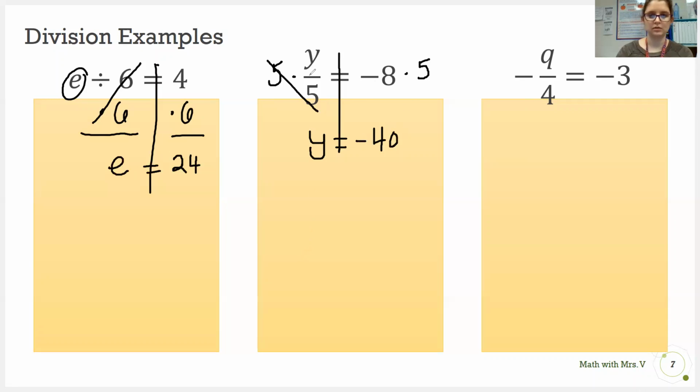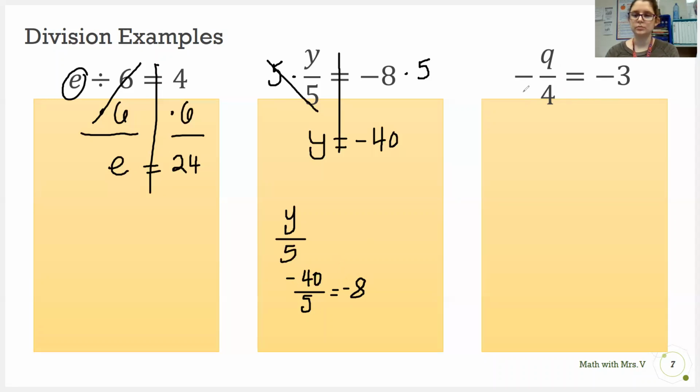And let's just check this one. We haven't checked any division work yet. So y over 5, so that's negative 40 over 5. 40 divided by 5 is 8. A negative divided by a positive is a negative.